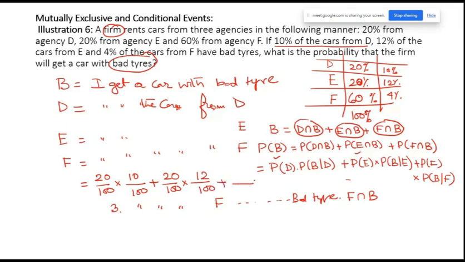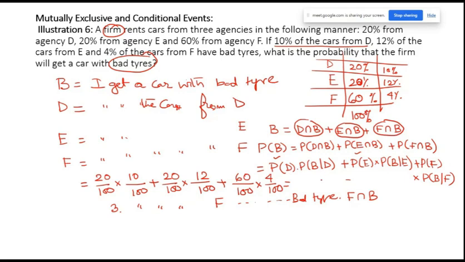Plus, next one, what is the chance of getting a car from agency F? Agency F, 60% from agency F. Okay, 60% from agency F, multiplied by defective tires, 4% of the cars have bad tires. So 4%, so 4 by 100. Now you just multiply this. So accordingly, you will get the answer.